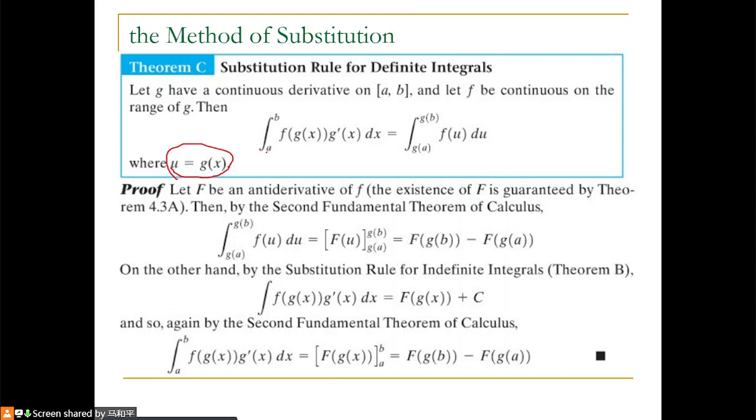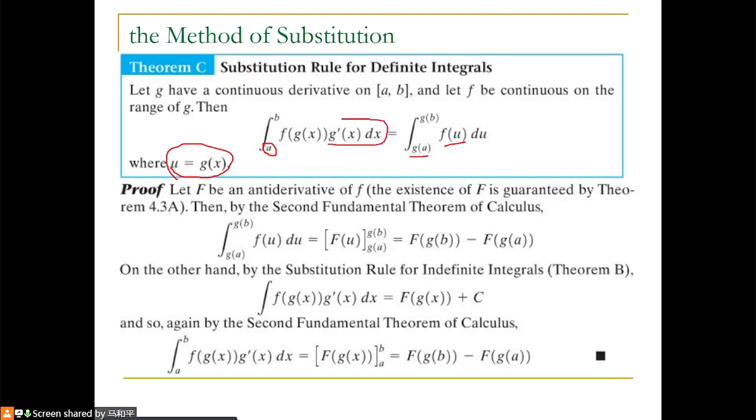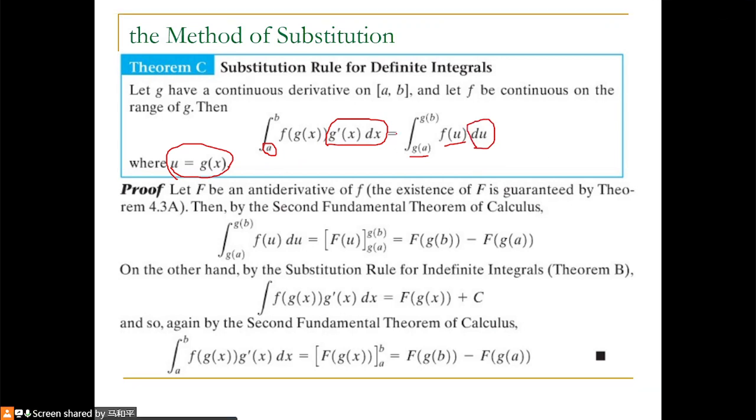And for the lower limit, this means x is a, we find u is g(a). And when x is b, we know u is g(b). So here, the upper limit is g(b). And f(g(x)) is f(u), and g'(x) dx is du. Du is equal to g'(x) dx. So we have this equation.